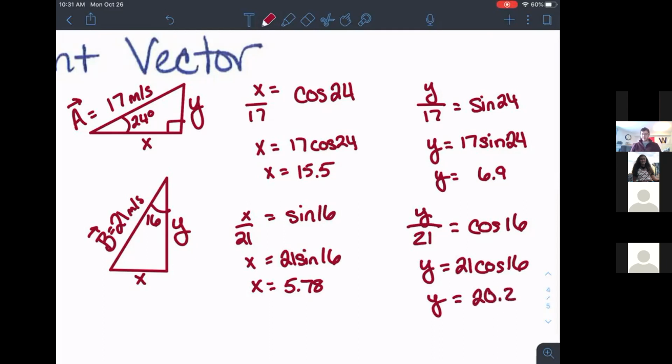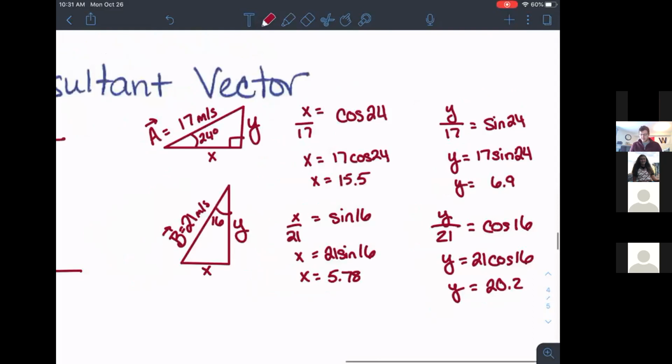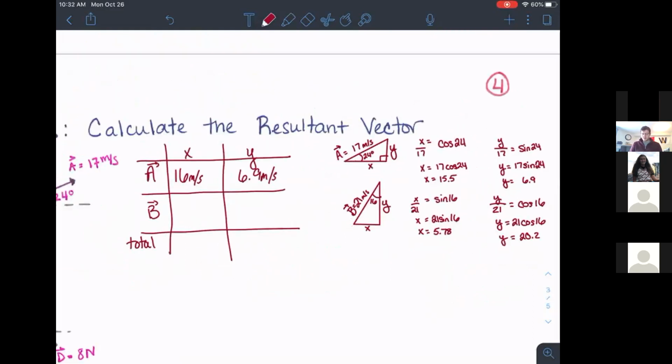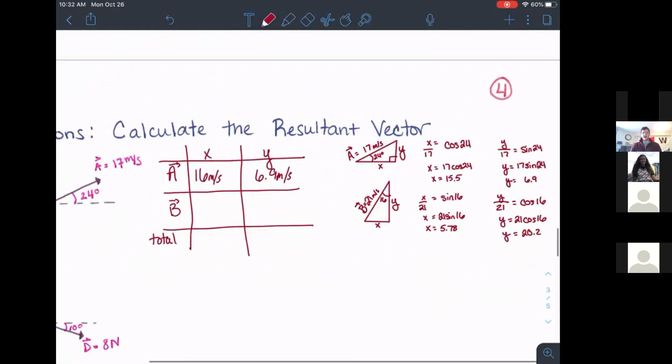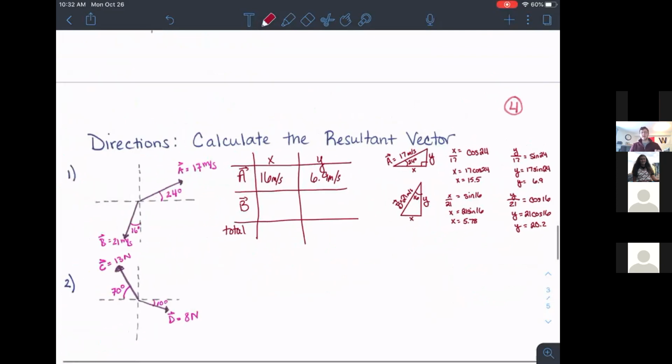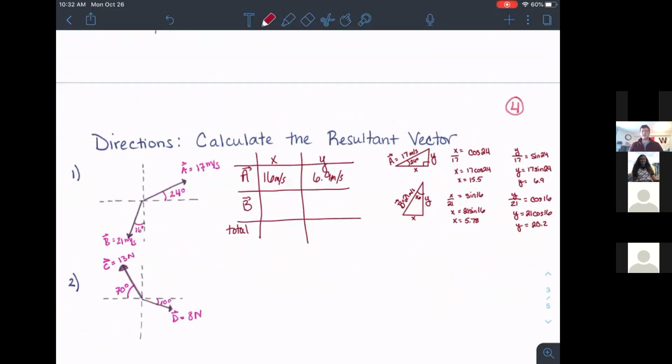All right. So now let's put it into our table, including our positive or negative signs depending on the quadrant. So what am I putting in for my x component for vector B? Negative 5.8. And what is my y component for vector B? Negative 20 meters per second.